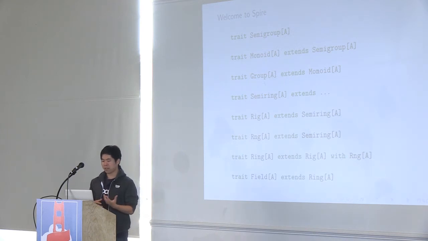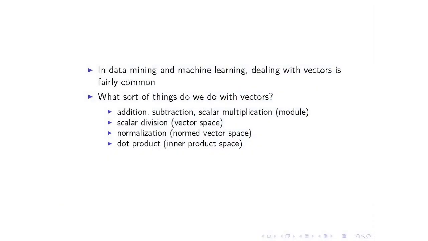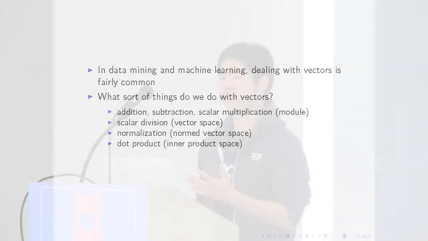So how can we use these things? Well, in my line of work where we do a lot of data mining and machine learning, dealing with vectors is a very common practice, right? We have various feature vectors. We want to do vector addition, vector subtraction, normalization, all this fancy linear algebra. So what sort of things do we do? As I mentioned, addition, subtraction, scalar multiplication. This is called a module. If you want scalar division, this is called a vector space. You can do normalization, and you can do dot products, right? These are pretty common linear algebra operations we expect to be able to do with vectors.